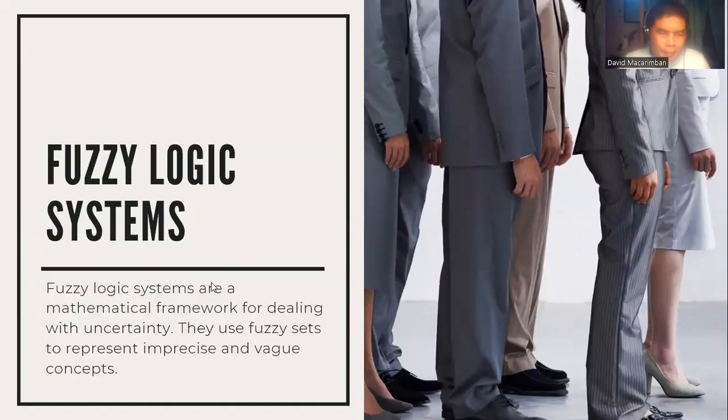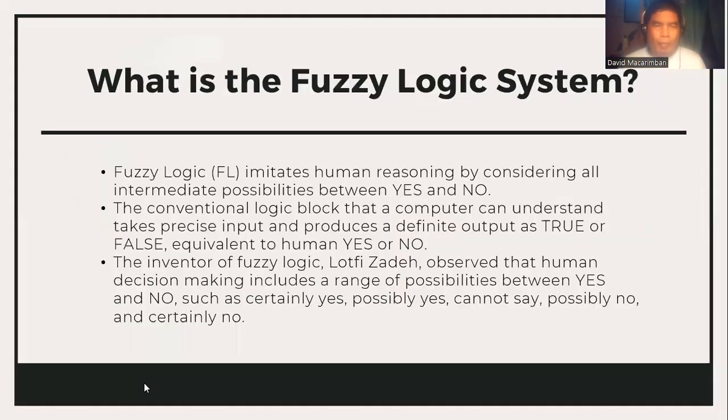Next is the fuzzy logic systems. Fuzzy logic systems are a mathematical framework for dealing with uncertainty. They use fuzzy sets to represent imprecise and vague concepts. What is the fuzzy logic system? Fuzzy logic imitates human reasoning by considering all intermediate possibilities between yes and no.